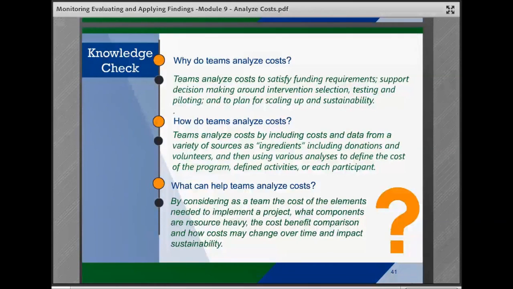Up next is Share Findings and Recommendations, the 10th module in this series, and the first essential function in Part 3 on using data to make decisions and adjustments.